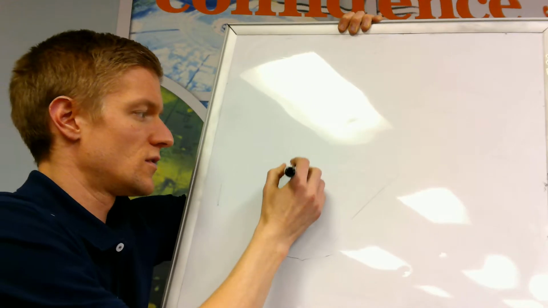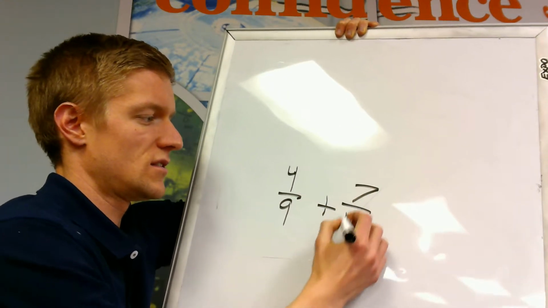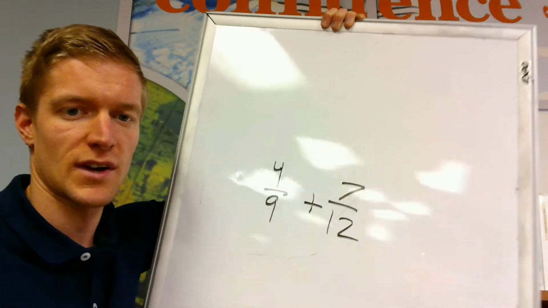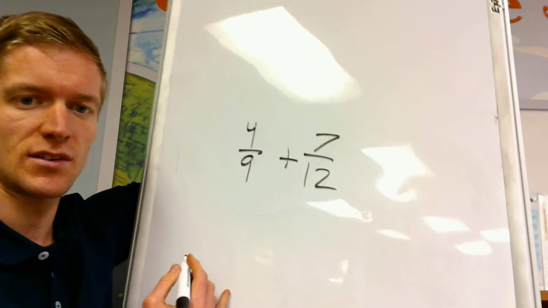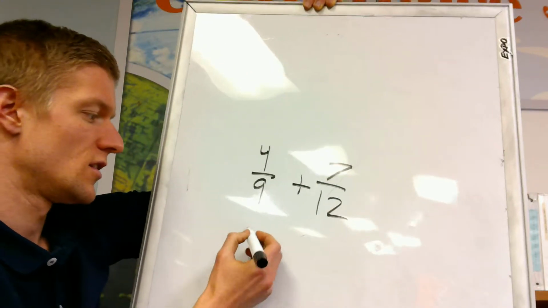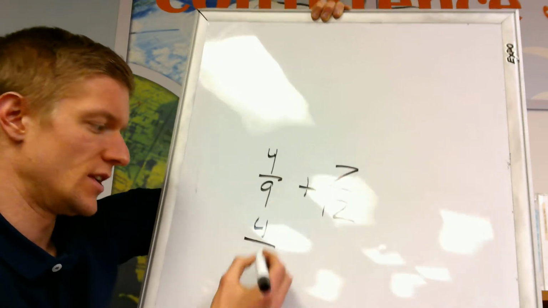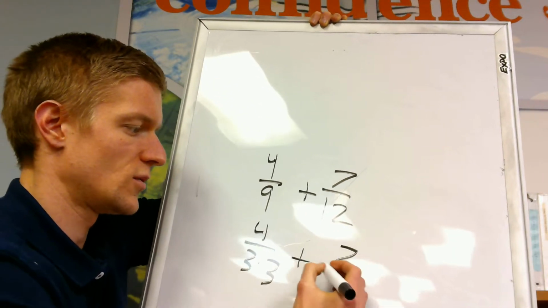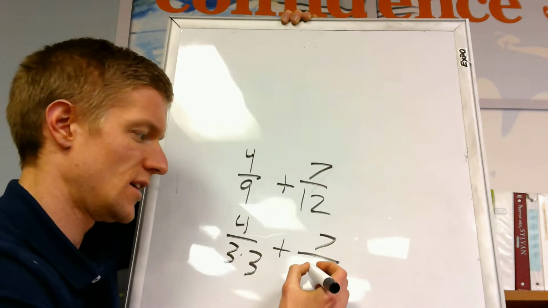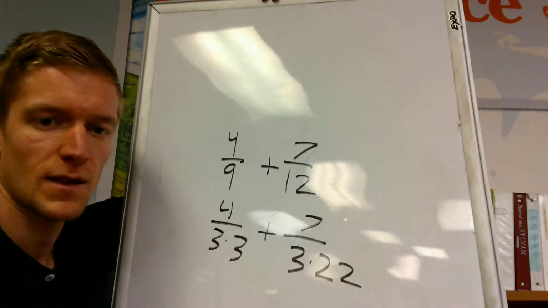So let's do 4/9 plus 7/12 using the prime factorization method. The first step, you rewrite the denominators in terms of their prime factors. So right here we have 3 times 3. And since we just did 12, I don't have to redo it. It's 3 times 2 times 2.